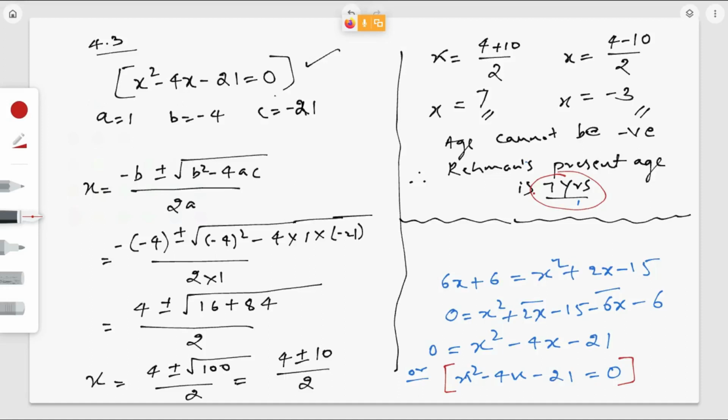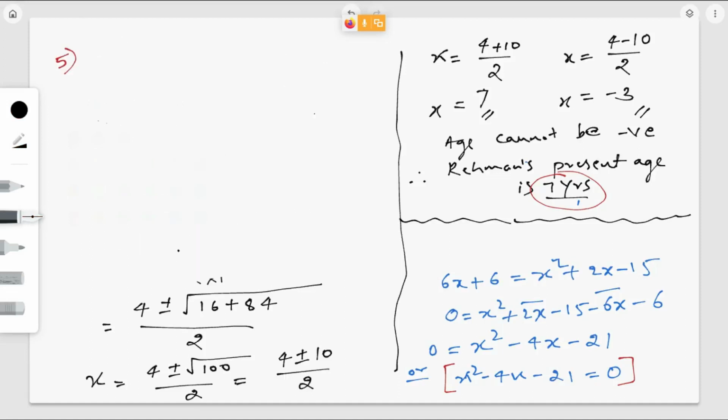But in this exercise, in the third exercise, try to solve all the quadratic equations using the quadratic formula, so that you will get practice. So later in your board exam you can use any method. But for the remaining problems from this 4.3, stick to the quadratic formula.